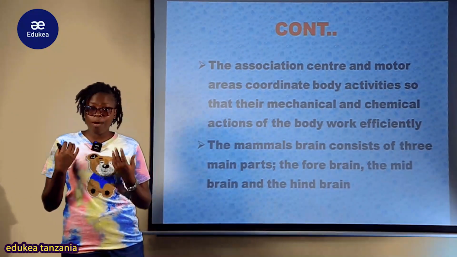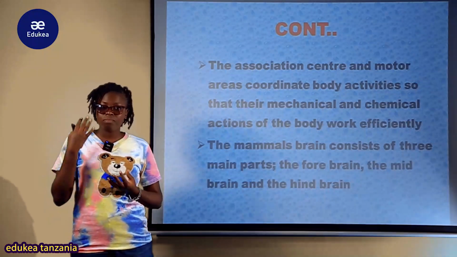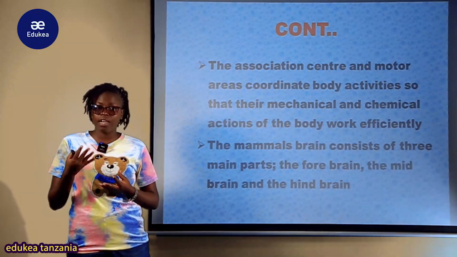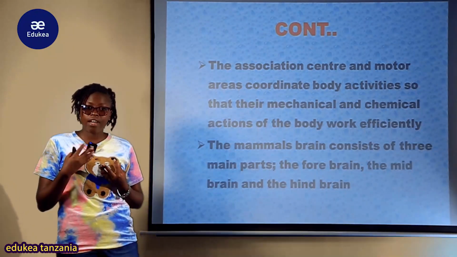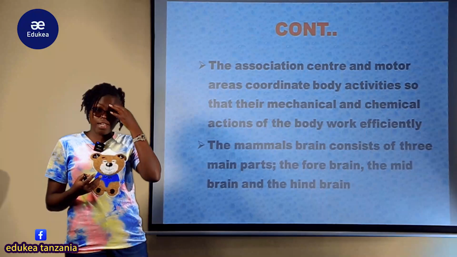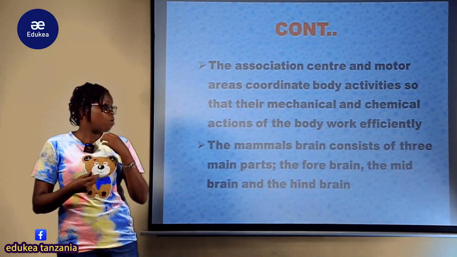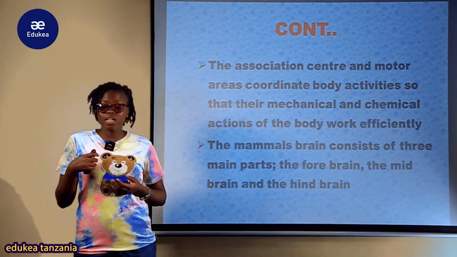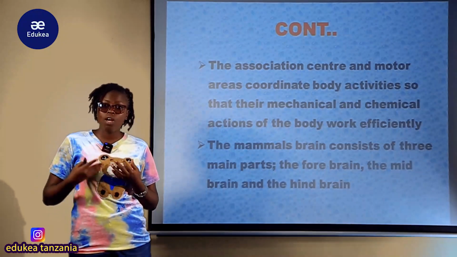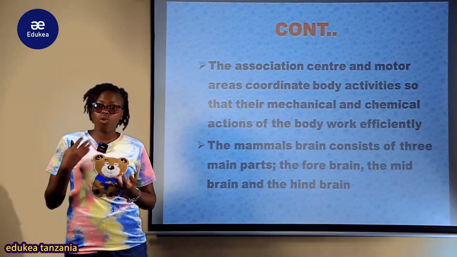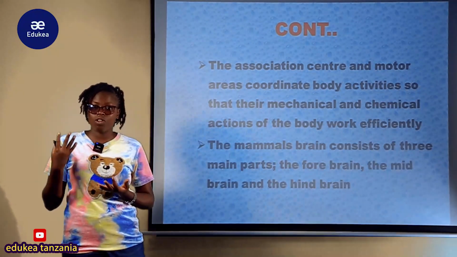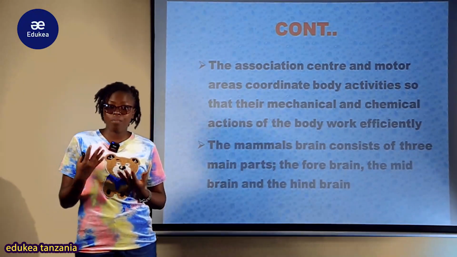So ubongo wa mammals, naangalia katika classification, mtakapokuwa form 4 mtaangalia classification ya mammals. One of the characteristics of the mammals ni wanakuwa na production of the mammary gland. So these mammals wenyewe wanakuwa na ubongo umegawanyika katika sehemu kuu tatu, ambao ni ubongo wa mbele, ubongo wa kati pamoja na ubongo wa nyuma, ambao ni hindbrain.